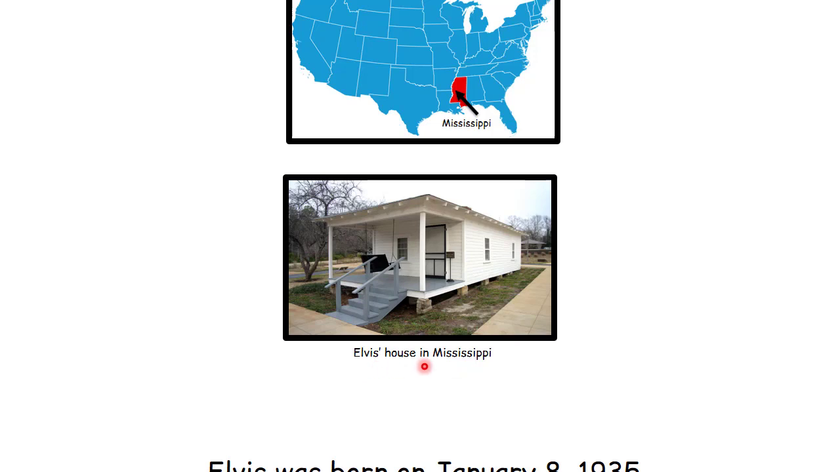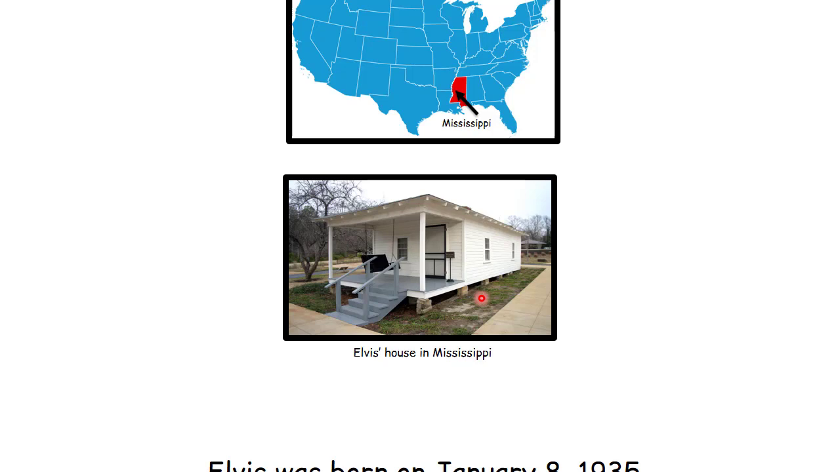Sometimes the author writes things underneath the picture so that you can find out what it is. It says, Elvis's house in Mississippi. So we're right, class. This is Elvis's house. And it is in Mississippi. So that is really interesting. I'm very excited about that.